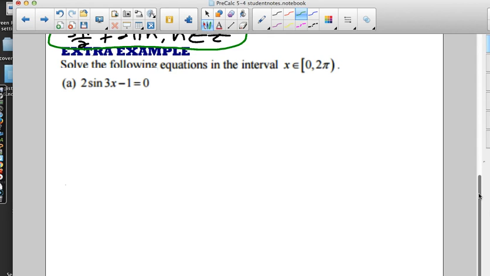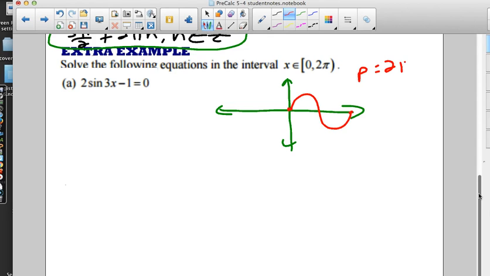3x. I don't see any triple angle identities here. So things have changed. What we do know is this. We know that the graph of sine looks like that. And normally, this period is 2 pi. But that's 2 pi over b. That is a 3 with the x. If there's a 3 with the x, is that a compression or a stretch?